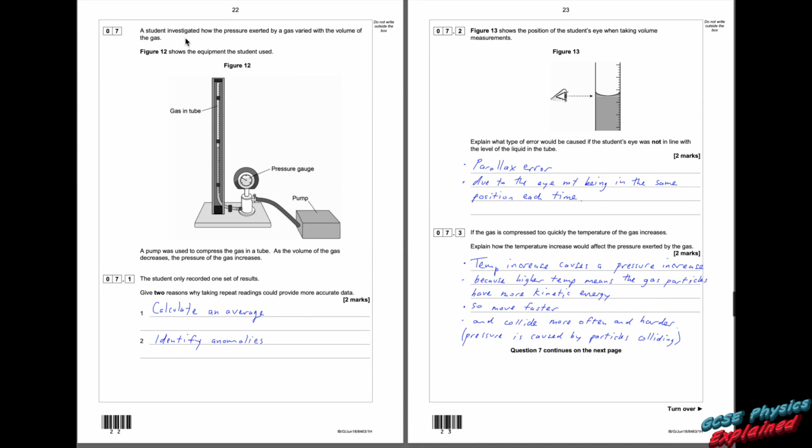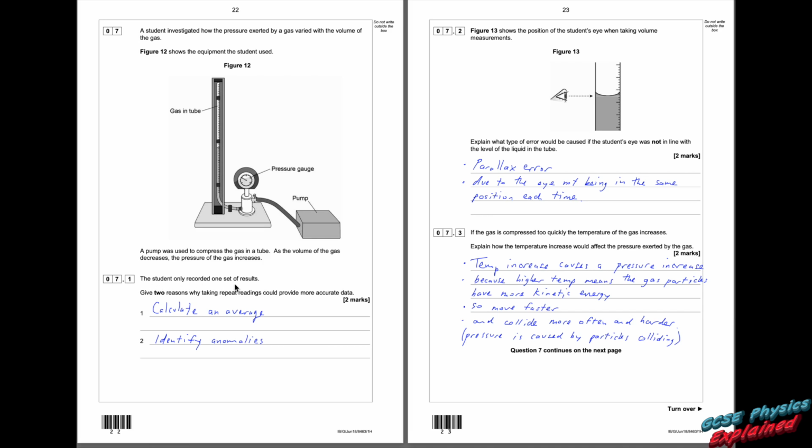Question 7. A student investigated how the pressure exerted by a gas varied with the volume of the gas. A pump was used to compress the gas in a tube. As the volume of the gas decreases, the pressure of the gas increases. So they'll use this pump to force oil up this chamber, and that's the gas that is sealed in this part of the tube. So as the oil starts to come up, that gas in there is getting squashed.